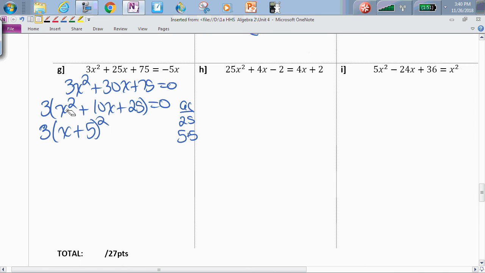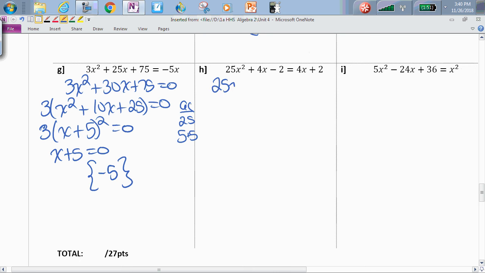How do I know this? Can I square root the first term? I can, it's 1. Square root that term, it's 5. 5 times 1 is 5x, times 2 is 10x, therefore it's a perfect square trinomial. Set it equal to 0, divide both sides by 3. That means I can set it equal to 0 here, and I get the solution is negative 5.